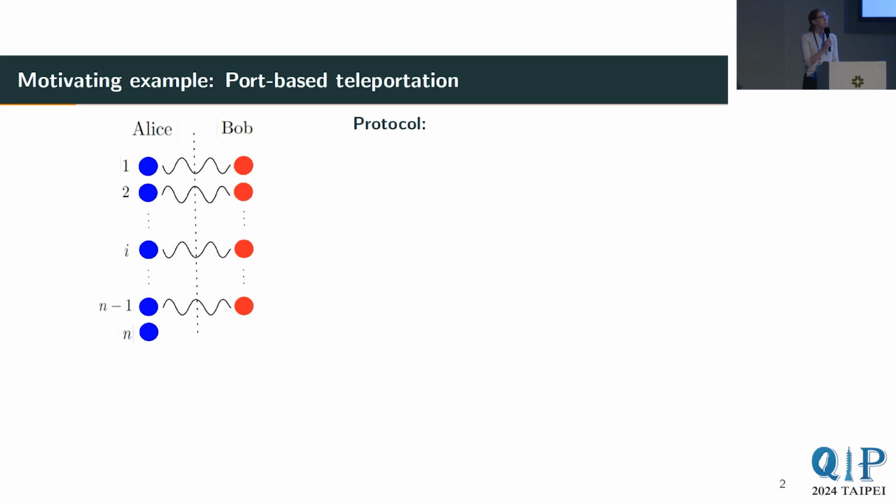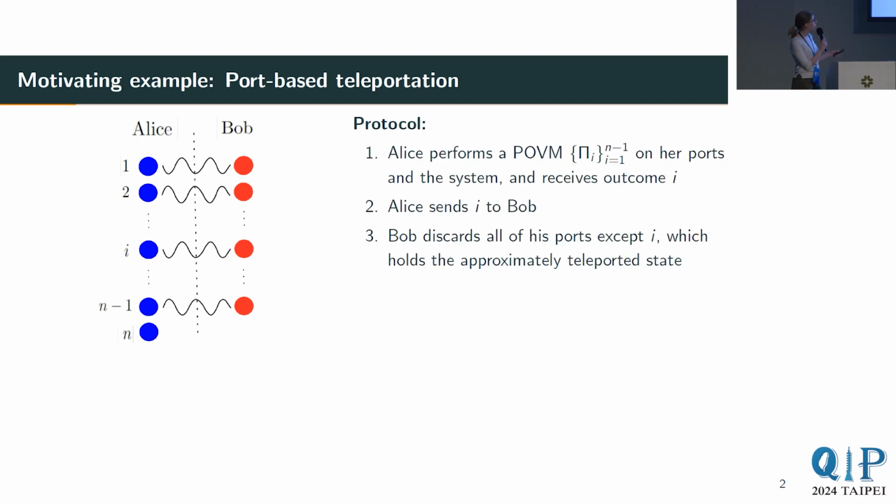Okay, so port-based teleportation is a variant of quantum teleportation where Alice and Bob share n-1 pairs of quantum systems that we call ports, which begin in a joint entangled resource state. And Alice has an additional nth quantum system in a state which she wishes to teleport to Bob. In order to do this, she performs a POVM on her ports and the system and receives outcome i, which she then classically sends to Bob. Bob then discards all of his ports except for i, which, depending on the choice of POVM and the entangled resource state, will then hold the approximately teleported state.